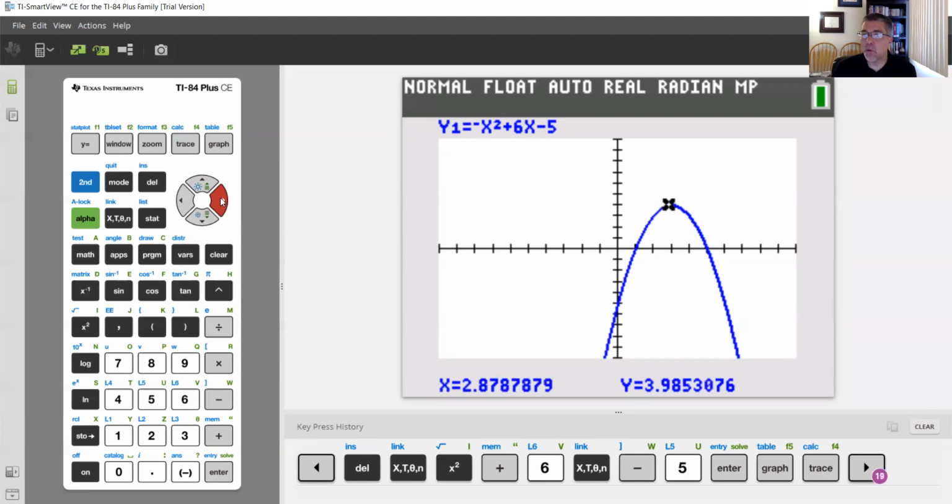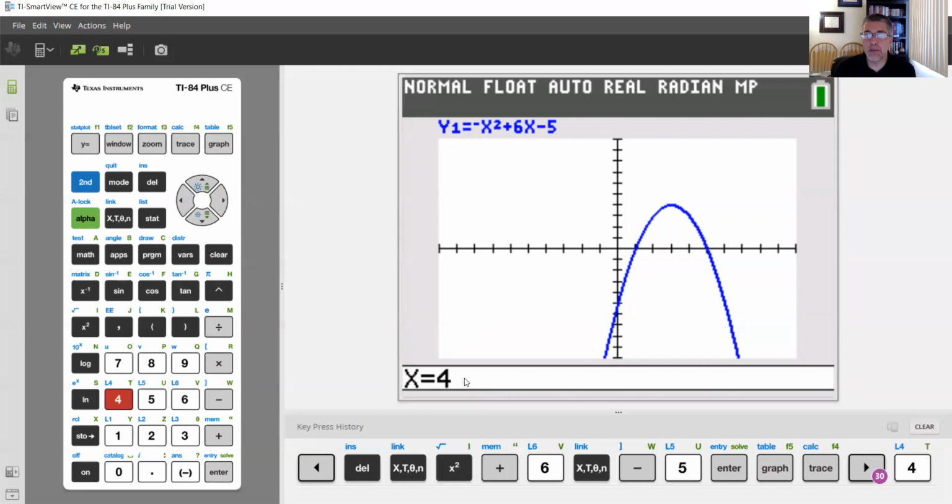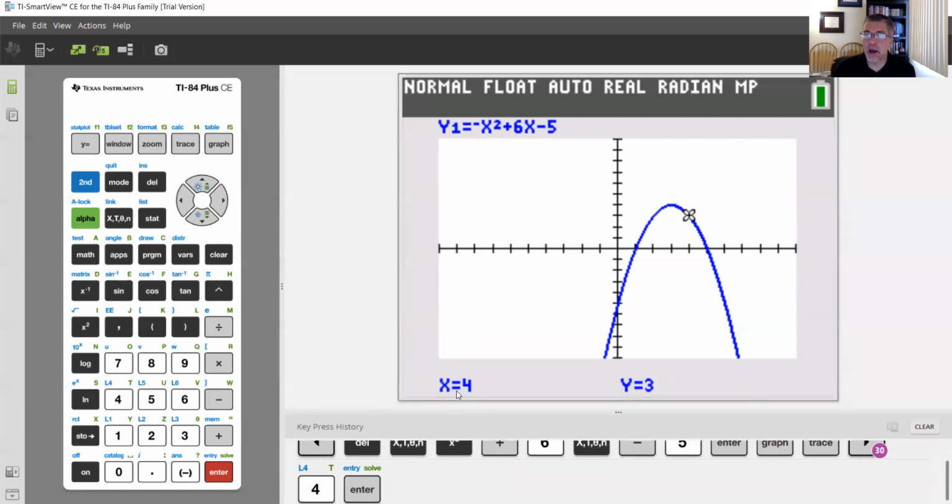I can even find out what certain values are for the range, for the y values, by just typing in values of x. Say that I wanted to find out what the value of y was when x was equal to 4. All I do is hit the 4 key, and it brings up x equals 4. Then I hit enter, and it tells me, when x is equal to 4, y was equal to 3. So I know that that is a point on my parabola. X equals 4, y equals 3.